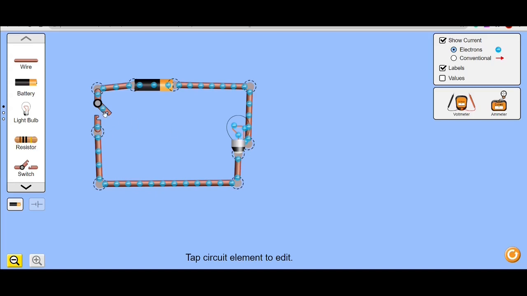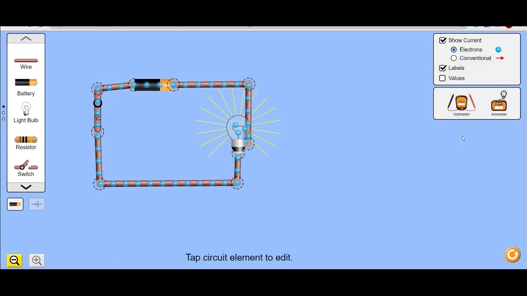Now the moment I close this circuit or close this switch, we can see electrons are moving, current is also flowing and the bulb is glowing. So that's how we can come to two conclusions. First point, electricity flows only if the circuit is closed or complete. Second point, if the circuit is broken or it is incomplete, electricity does not flow.